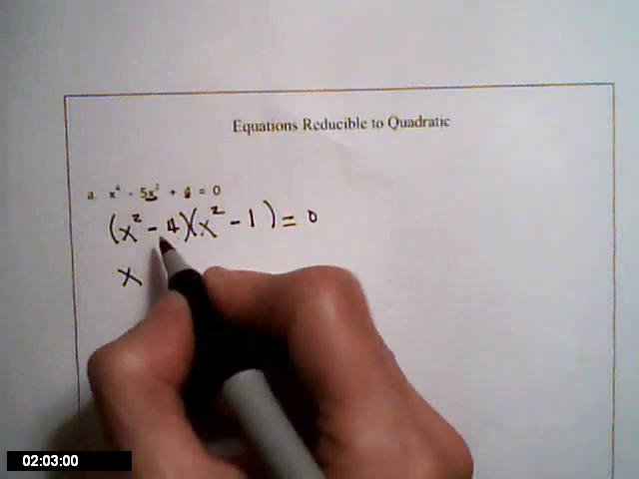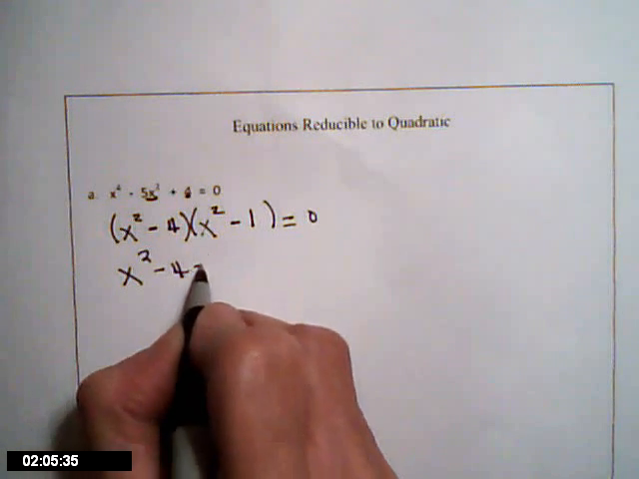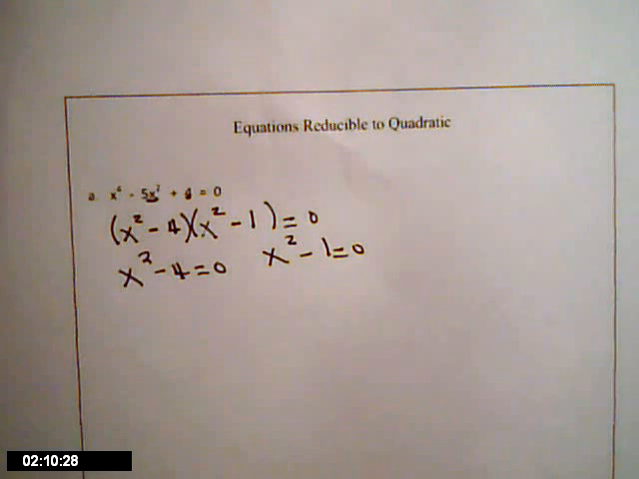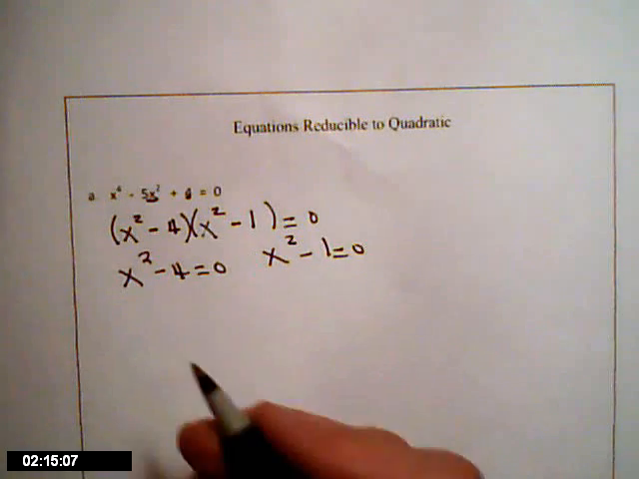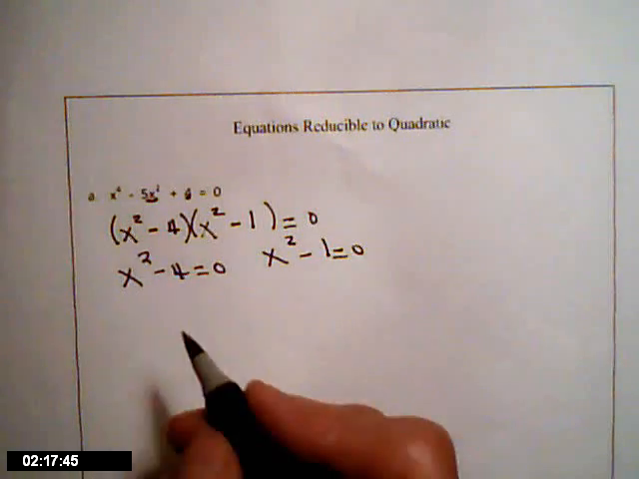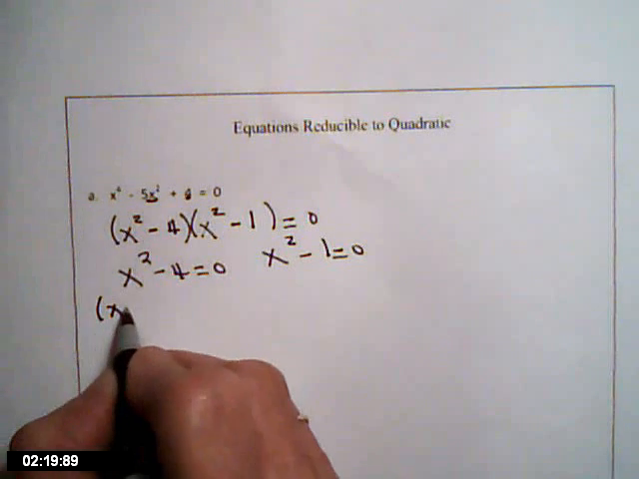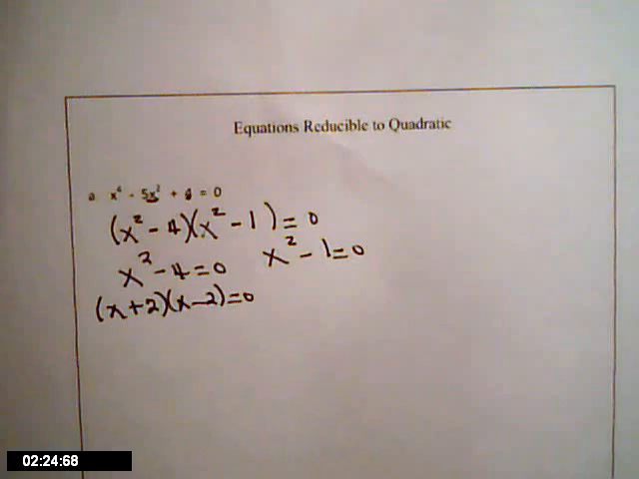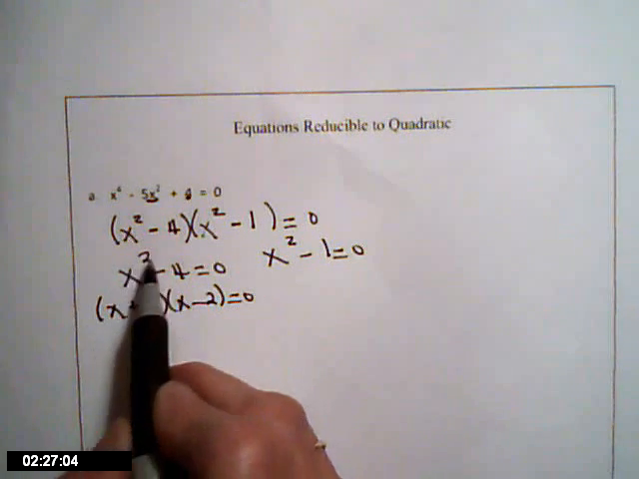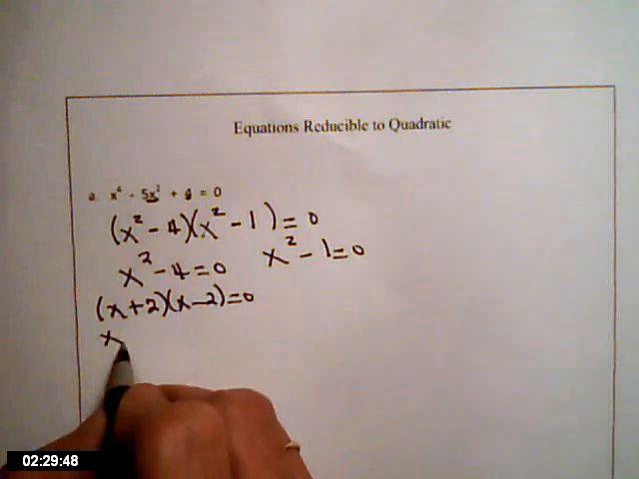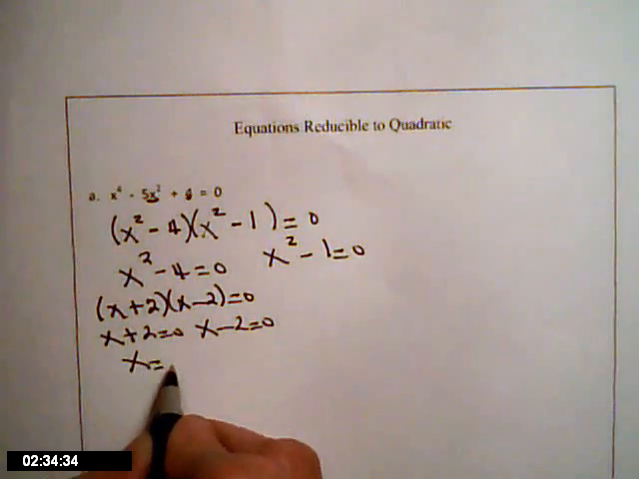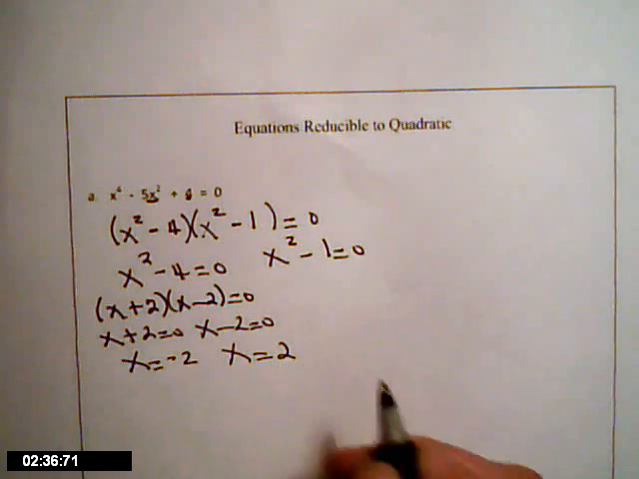Now, the zero principle says to set each factor equal to 0. You can either use the square root theorem here, or you can use difference of two squares. Let's use one of each. If I use the difference of two squares, I have x plus 2 times x minus 2. Now this will only work if you do have a difference and both of these are perfect squares. Set both equal to 0 and I'll have x equals negative 2 and x equals positive 2.